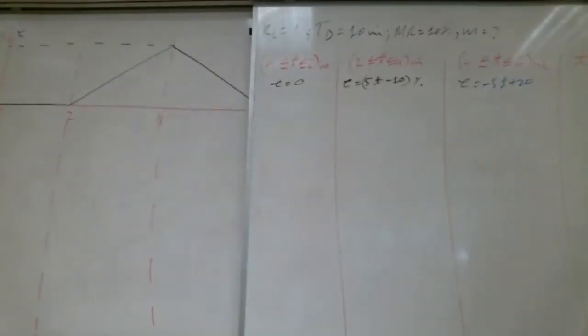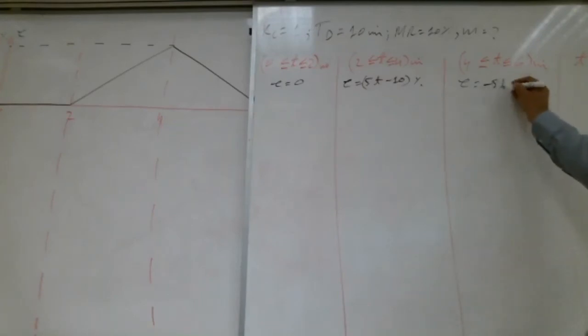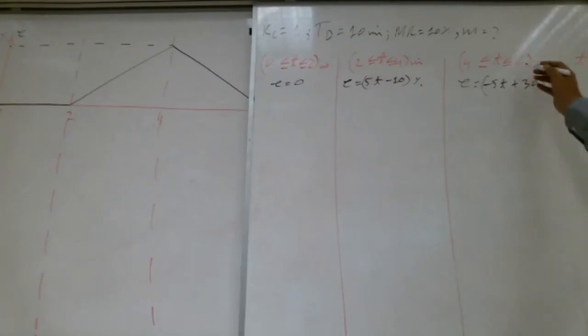Yes, next brother. Minus 5t plus 30. I believe this is working. Put here for Shiva 4. 4 into 5, 20. Minus 20 plus 30, 10. Very good. Now put here 6. 30 minus 30, 0. Very good.